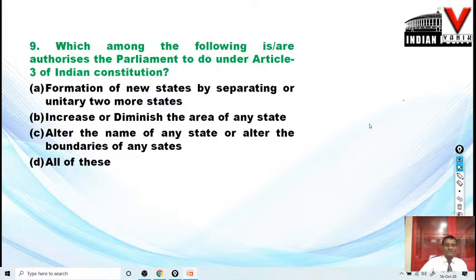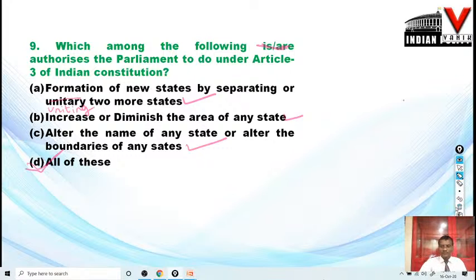Okay. Which among the following does Article 3 of the Indian Constitution authorize the Parliament to do? Which of the following authorizes, not 'each are authorizes'. That is wrong. Formation of a new state by separating territory from a state, uniting two or more states, increasing or diminishing the area of a state, altering the name of any state or altering the boundaries of states. Yes. So all of these is the answer.